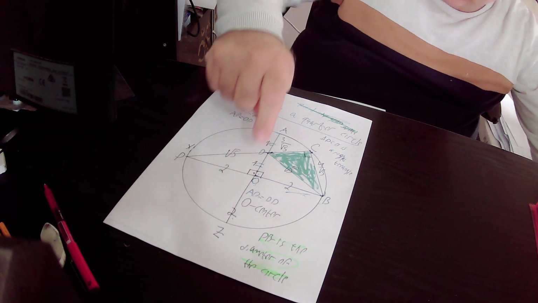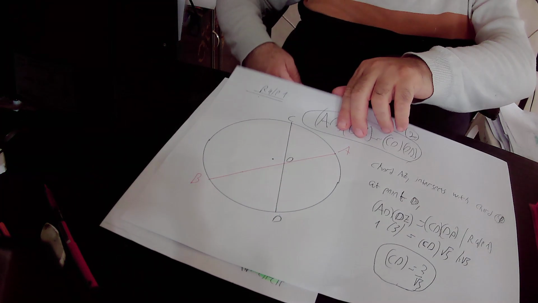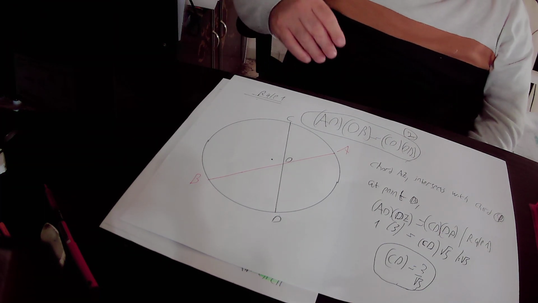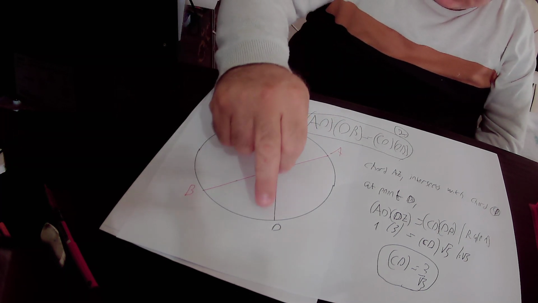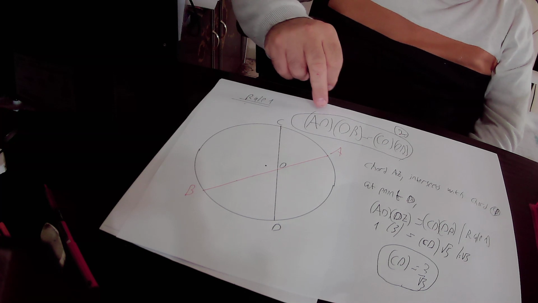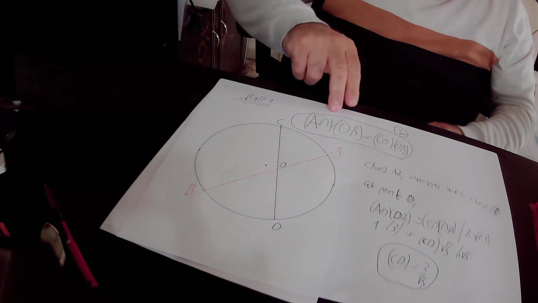Then we extended the radius AO by a straight line until it touches the circle at point Z. We implemented rule number 1 in our drawing. Rule number 1 states that if chord AB intersects with chord CD at point O, then AO times OB equals CO times OD.